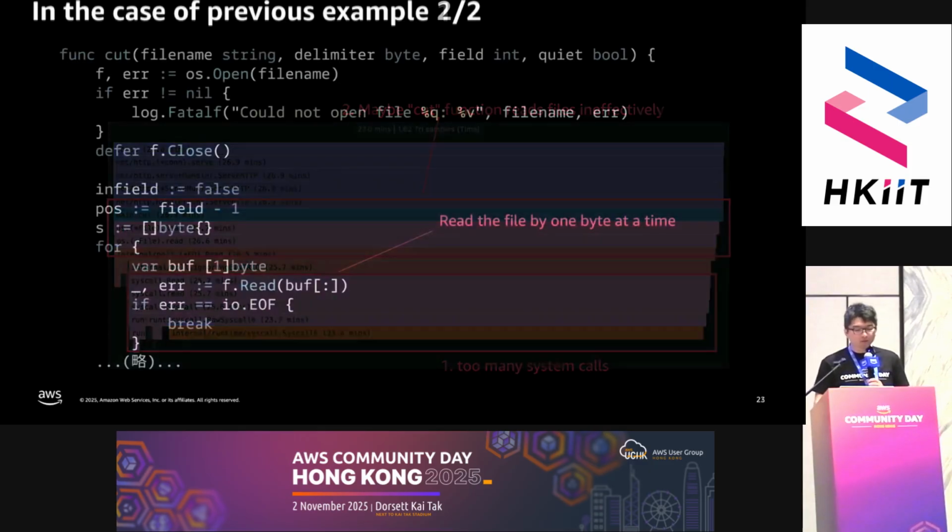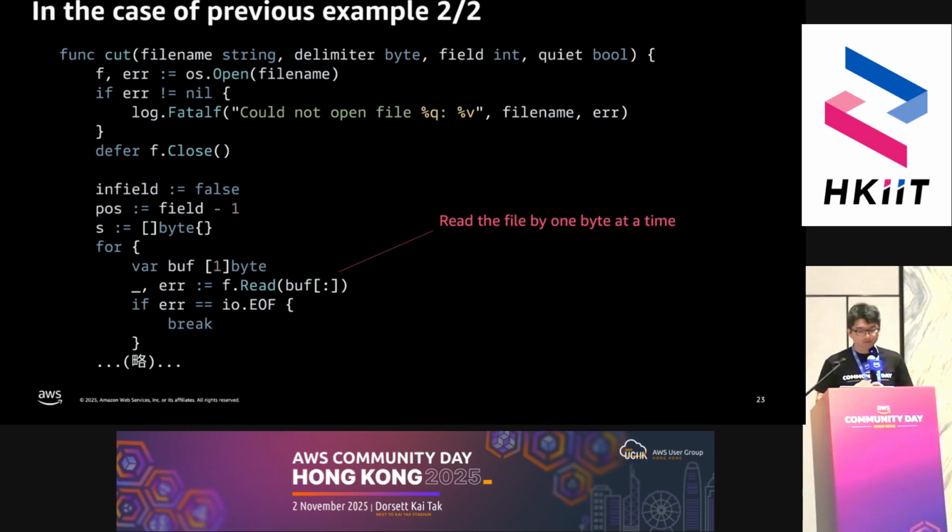So I take a look at the implementation of the cut function. This is just a POC function that imitates how the cut command of the GNU util is doing. And what I found is that this program is reading the file byte by byte. That is really inefficient, because every time it reads 1 byte from the file, it calls the system call. So this is really inefficient.